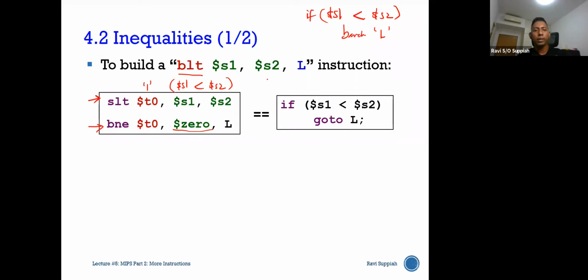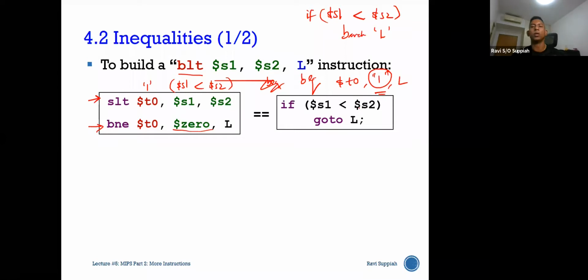If my intention is to compare BEQ T0 with a value of 1 and then branch to L, I can't compare with immediate values. All your branch instructions, your comparison has to be between one register and another register, which means that this one has to be loaded into another register first. Then I can compare. Correct? So it is an additional step for me. That is the basic reason.